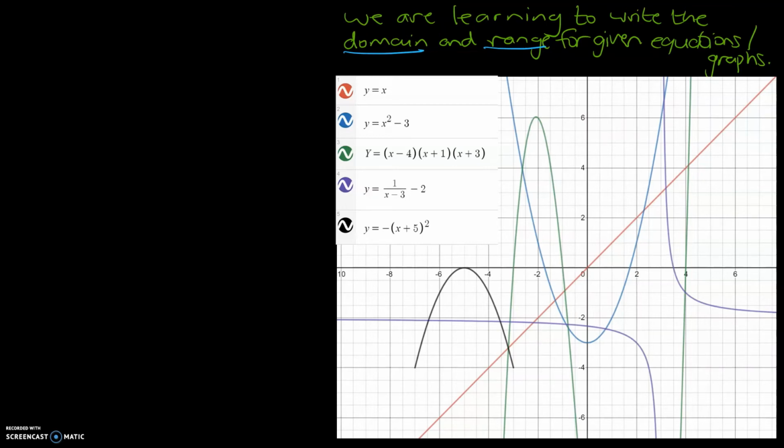Today's learning objective is in green and we are learning to write the domain and the range for given equations and graphs. So our starting point is what exactly is a range and a domain.